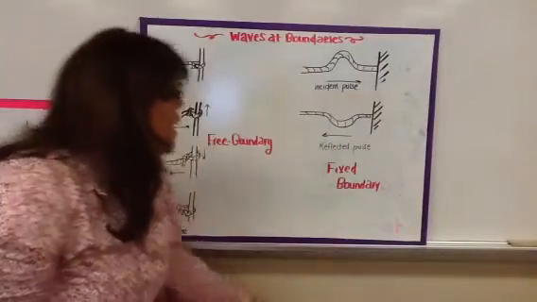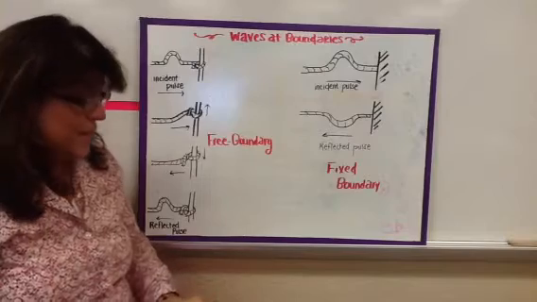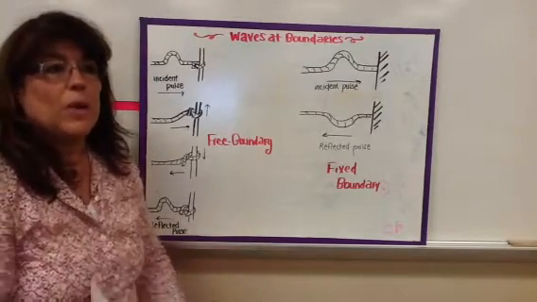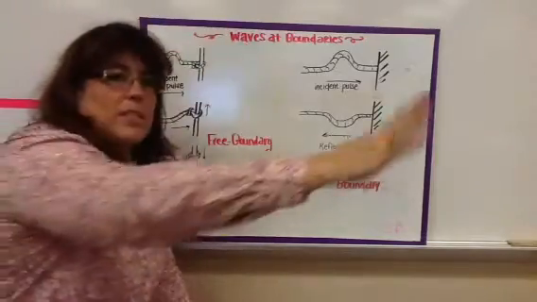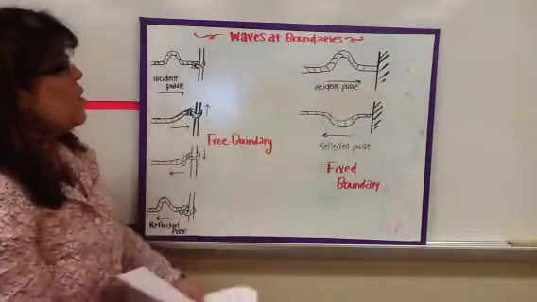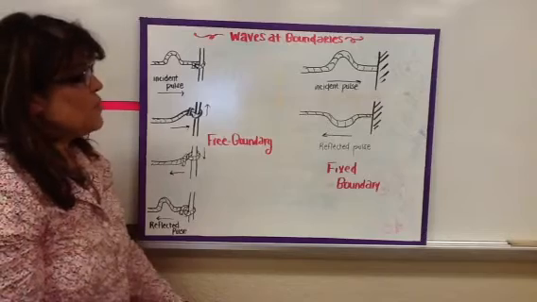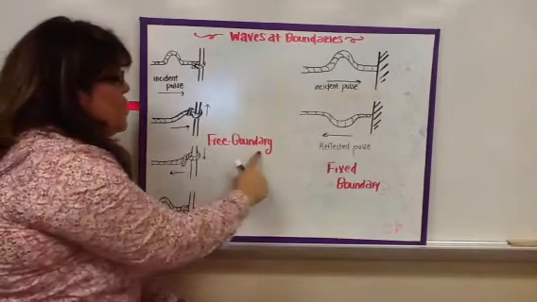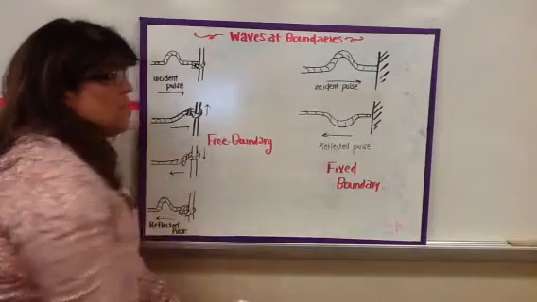Okay, so now we're going to talk about different waves that have boundaries. We've just been talking about waves that went on and on forever, so the wave would just continue on downward. Well, now what happens if we have a boundary? We have two types of boundaries that we're going to talk about. One is a free boundary, and the other is a fixed boundary.